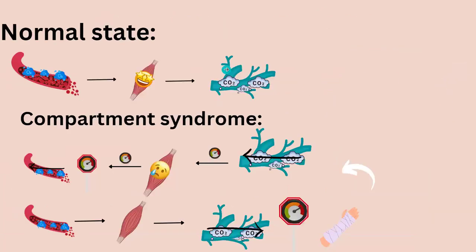Okay, this is just to make the explanation a little bit easier. In the normal state, you have the artery supplying the muscle with O2. So the muscle is happy here.